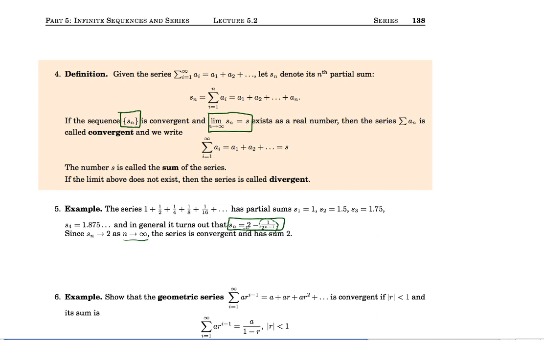So that's essentially how we find the sum of a series: we look for some pattern giving us the nth partial sum, take the limit as n goes to infinity, and we'll get the value of the series.